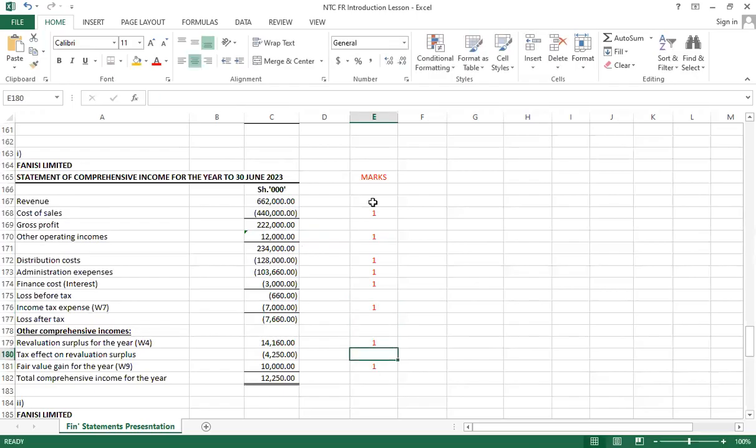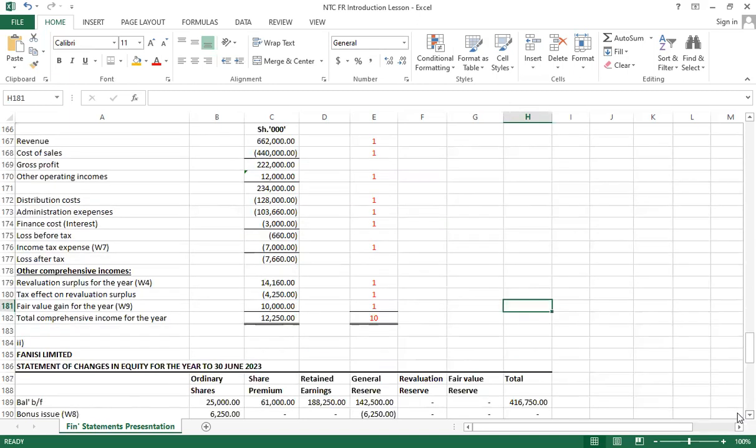Revaluation and the tax for it will have 1 mark, and then the fair value gain. Once again, I've said that the totals are not what is marked. But when you add the marks for the income statement, they will total to about 10. So the income statement will have about 10 marks. Each of those you can evaluate yourself and be able to tell yourself how many you can get.